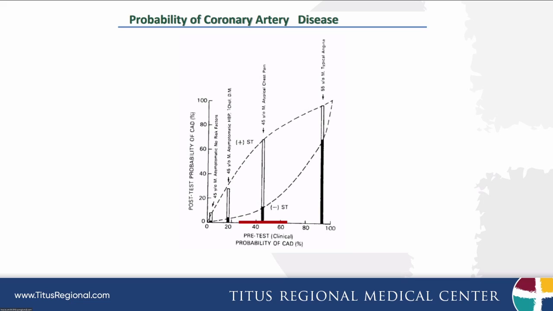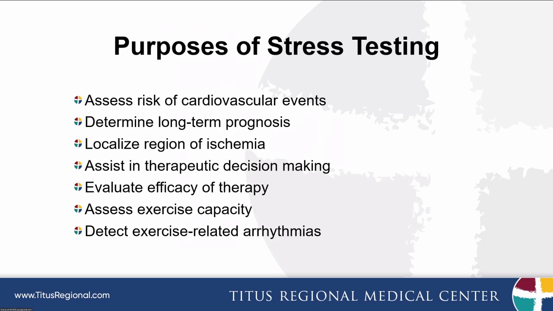That's, for example, why we don't just do stress tests on everybody to look for disease. We have to think about the situation itself and what the stress test is going to tell us. So there are many purposes we have for doing stress tests. The biggest one is assessing the risk of cardiovascular events or underlying coronary disease, but that can also help us determine a patient's long-term prognosis.